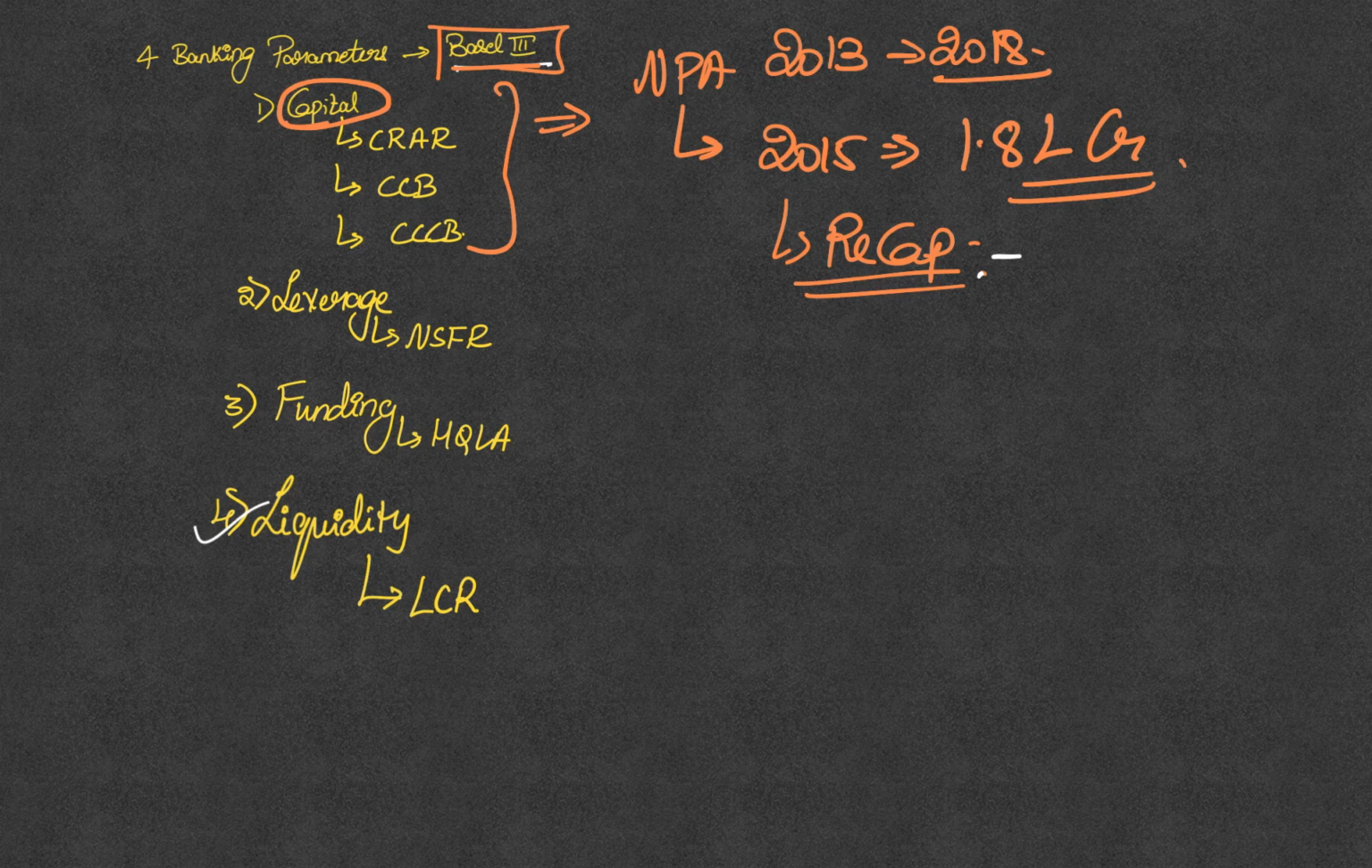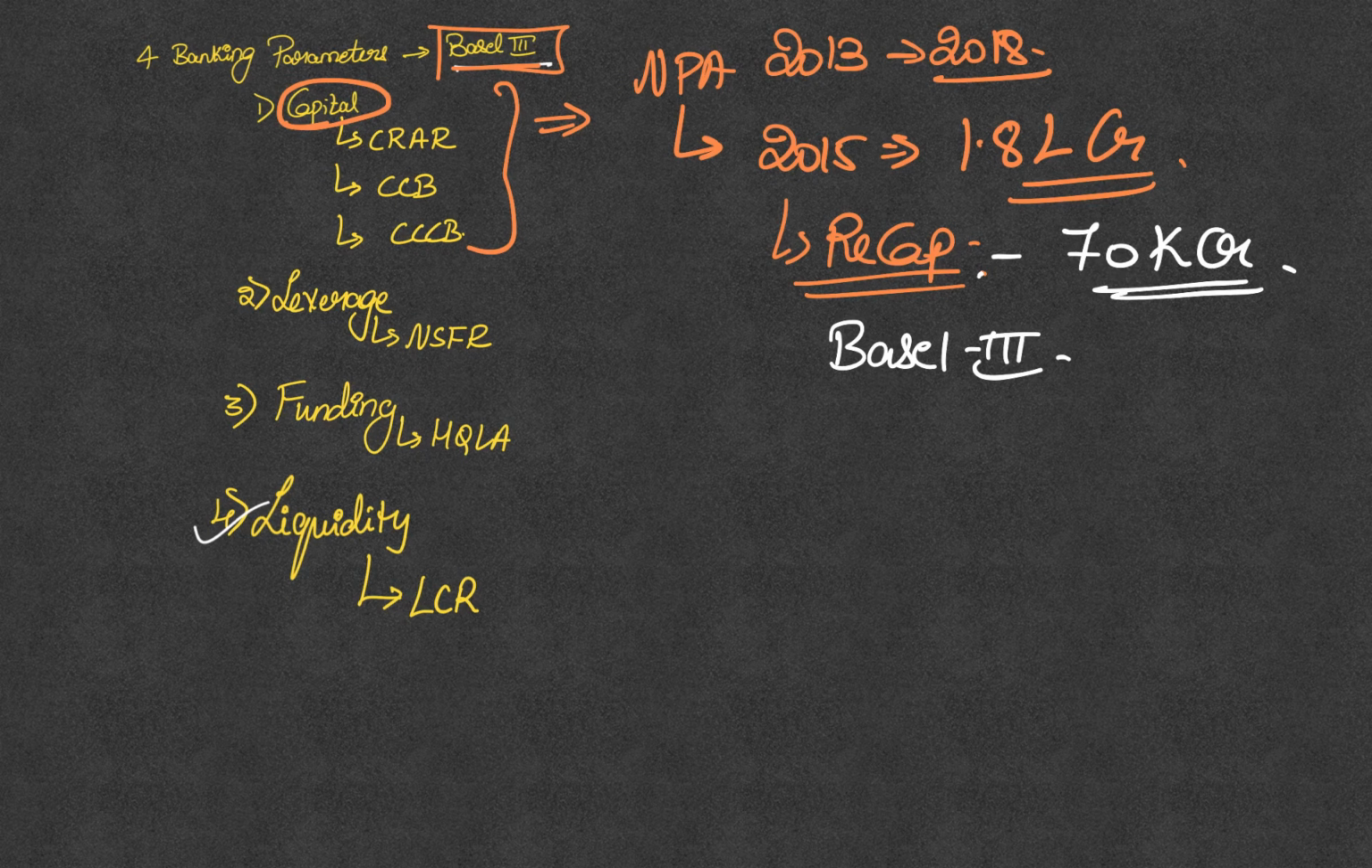So in this case, the government in 2016-2017 almost infused 70,000 crores and waited to see the response. However, it was still not sufficient for meeting the Basel III norms, and the performance was not up to the mark. So the government decided that now we should force the banks to directly mobilize capital from the market. So this is where banking consolidation, privatization, and every other issue comes into the picture.